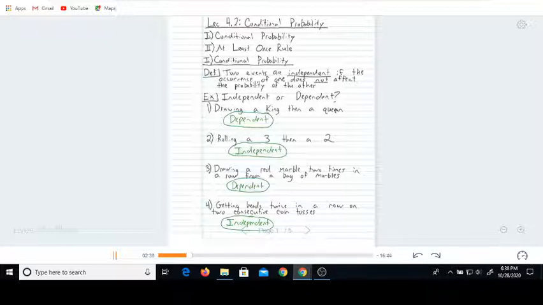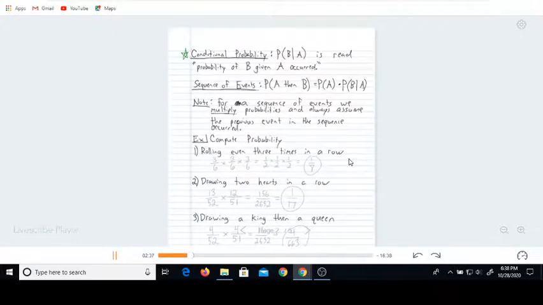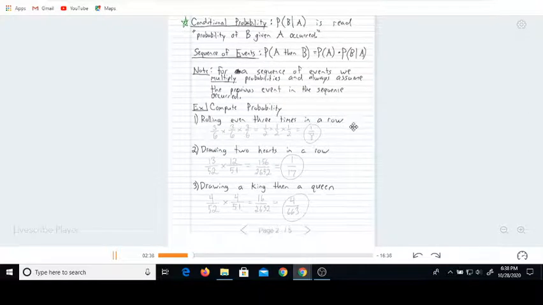Which brings us to conditional probabilities. So, if you look here, that's where we get the notation, probability of B given A. And anytime we are computing probability for a sequence of events, we use multiplication, and we always assume the previous event has occurred. Otherwise, it's over.